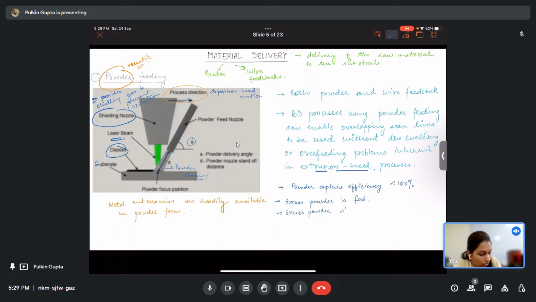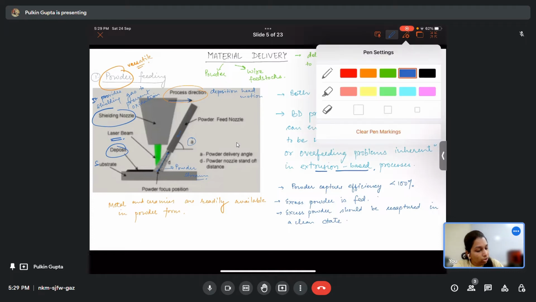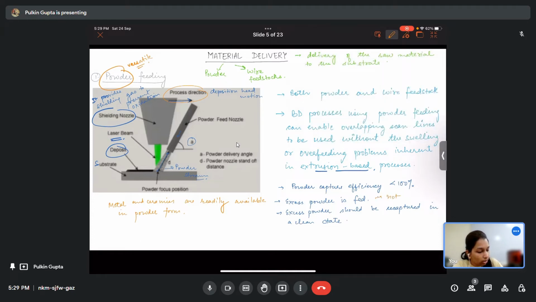So excess powder should be recaptured in a clean state. Okay, and this excess powder is not a negative thing. You should not feel like feeding extra powder is a kind of negative attribute of this particular system. Actually, it is not. Why? Because it enables the melt pool to change its size dynamically.